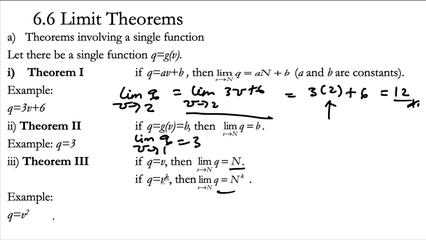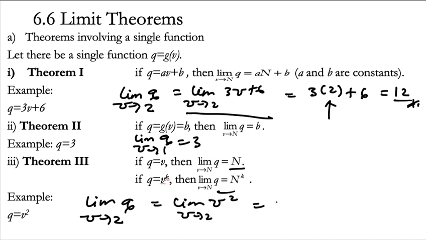So let's look at the example Q equals v square. Step by step, the limit of Q as v approaches, let's say, a certain number 2, then it becomes the limit of v square as v approaches 2, isn't it? Then substitute v with 2 here, to the power of 2, then we have 4. Do it step by step. Alright, so that is theorem number 3.